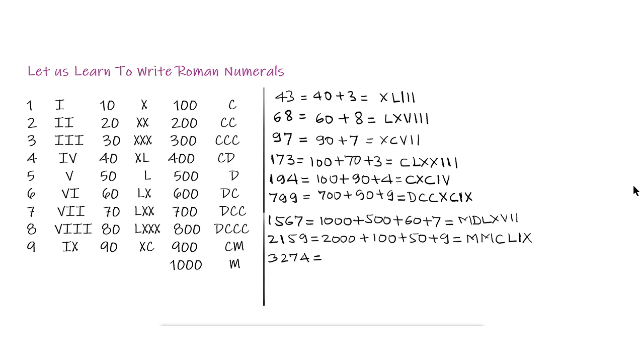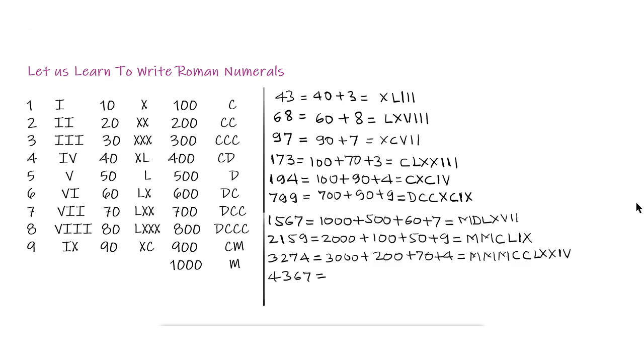3274. So we write it as 3000 plus 200 plus 70 plus 4. 3000 is MMM, 200 is CC, 70 is LXX, 4 is IV. So 3274 is MMMCCLXXIV.